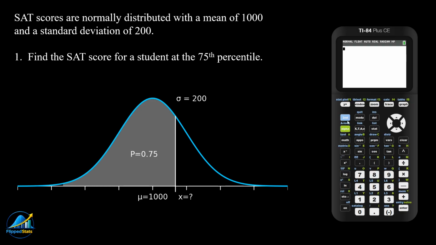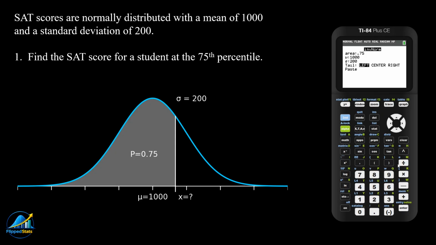So in the calculator, we press second and then vars. This gets us to our statistical distributions. And then we go down to the inverse norm function. And we put in an area of 0.75. That's the probability to the left of the cut line. We put in a mean of 1,000. And again, our standard deviation for this distribution was 200.